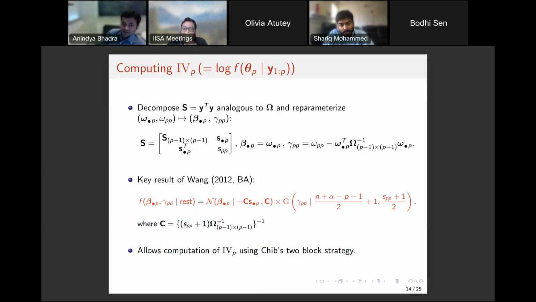So this reparameterization also allows us to compute the fourth term using Chib's two-block strategy, at least for the last column, okay, 4p. Any questions about this?